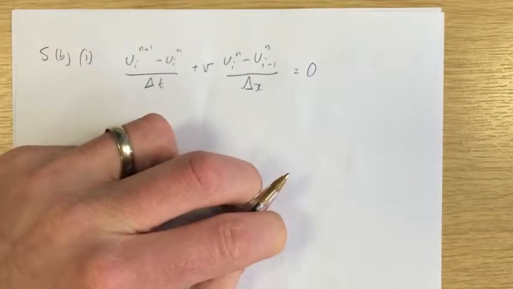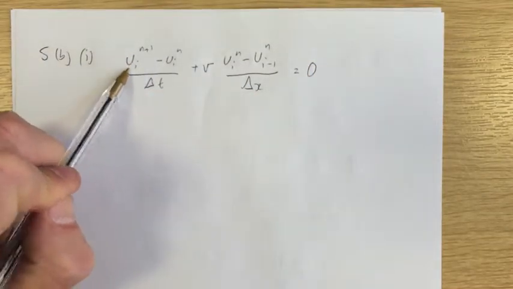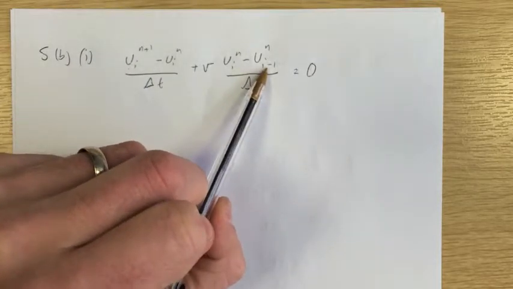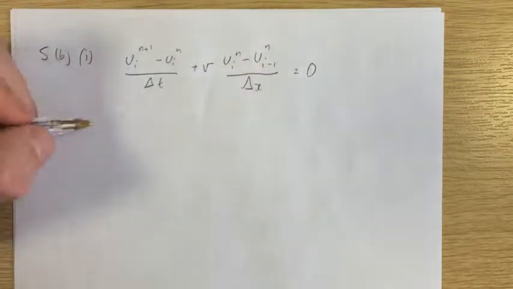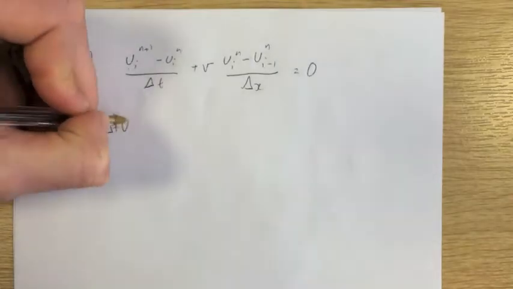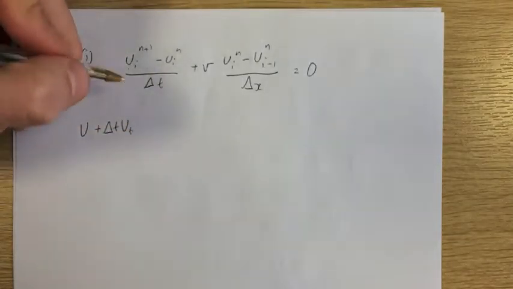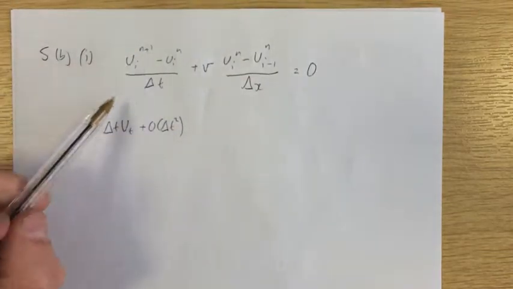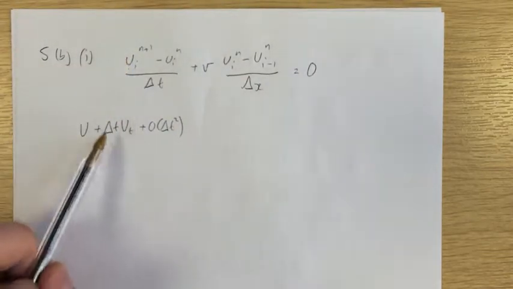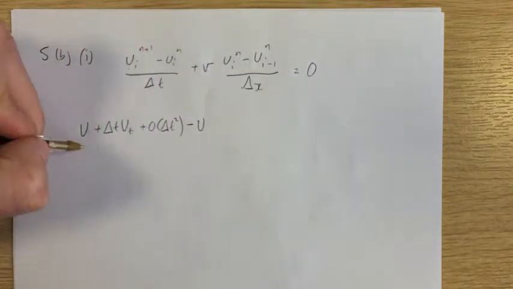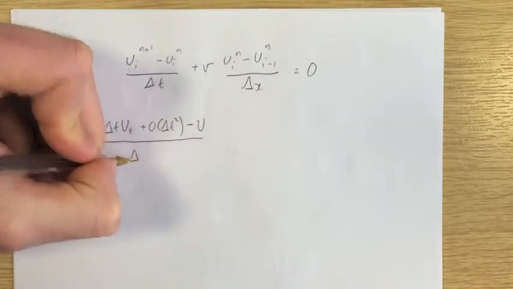So what I'm going to do is replace this with a forward expansion, a forward Taylor series expansion in time, and replace this with a backwards Taylor series expansion in space. So u plus delta t u with respect to t, and that's order delta t squared. Okay, so that's the Taylor series expansion, first order for that term. This term doesn't need one, it's just straightforward minus u. That's all divided by delta t.